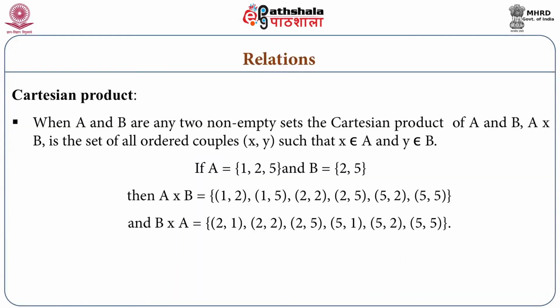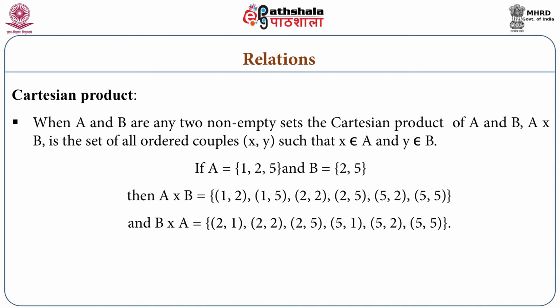Suppose we have sets A and B. Let us look at the screen. If A has three members 1, 2, 5 and B has two members 2 and 5, then we can define the Cartesian product of A into B. Remember, the Cartesian product is also a kind of set operation in that we are generating new sets. Now A into B, on the right hand side, we have a big set.